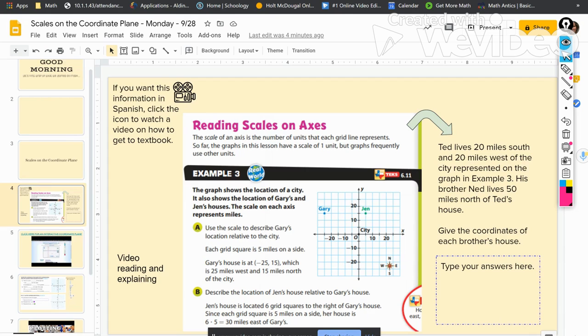Okay, so this says, reading scales on axes. The scale of an axis is the number of units that each grid line represents. So far, in the graphs in this lesson, we have a scale of 1 unit, but graphs frequently use other units. So let's look at example 3. The graph shows the location of a city. It also shows the location of Gary's and Jen's houses. The scale on each axis represents miles.